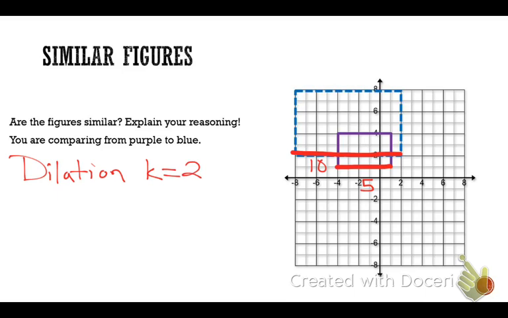Okay, now I need to also test it on my other side length just to make sure. How many units tall? From 2 to 8, it is 6. So on my red one, as long as my red one is 3 units tall, I'm good, which it is. So the scale factor works for all of my corresponding side lengths. So it is similar with the dilation of K equals 2. Okay? So remember, to do the similar figures, you have to describe the transformation.